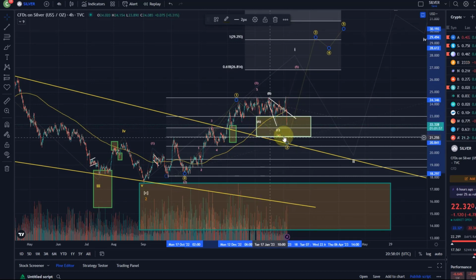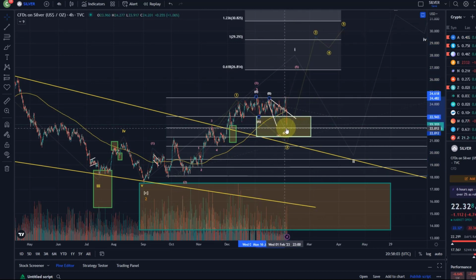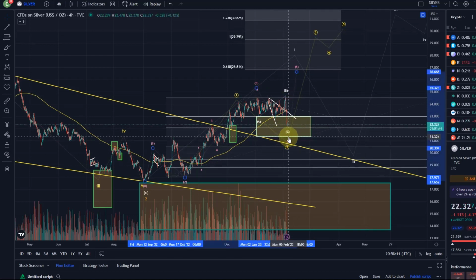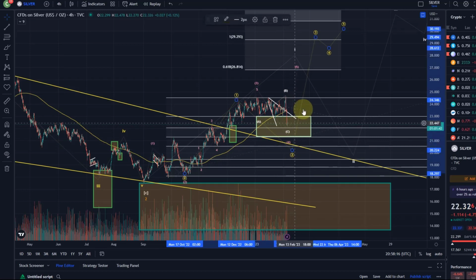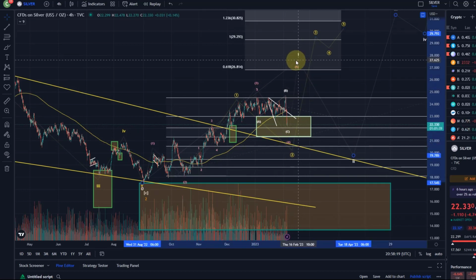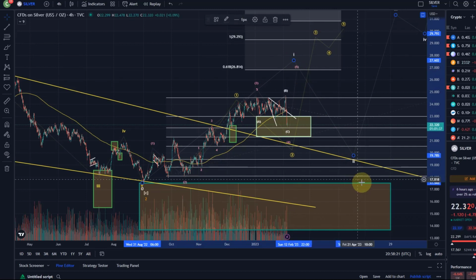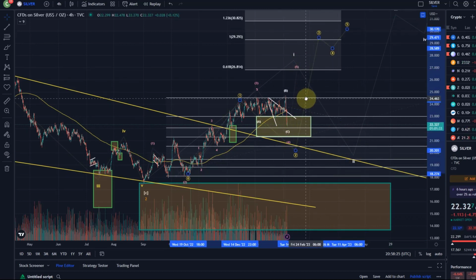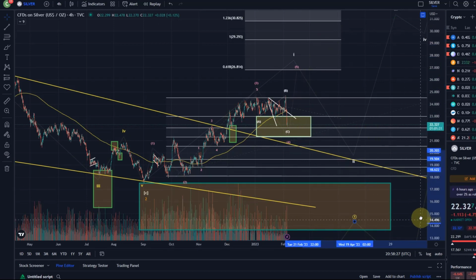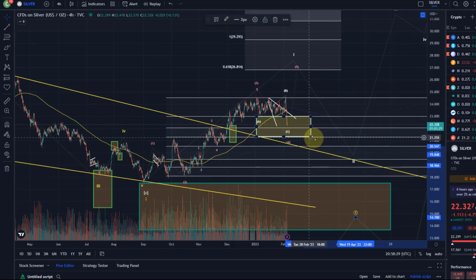We still have the green support area here, which the wave 4 can use without a problem. I would just have to modify the count a bit, move the wave B here and the wave C to the downside, and then this could still be a wave 4, which would result in a wave 5, which would then peak in a wave 1, and then we can get a wave 2 pullback. That's one possibility, let's call it the old count, the original count. Let me move that aside. That's this one here that would not be in line with gold anymore from today.